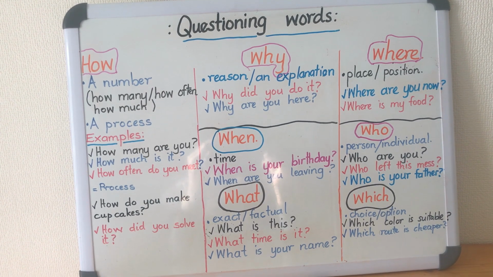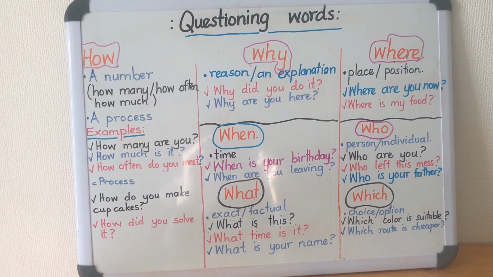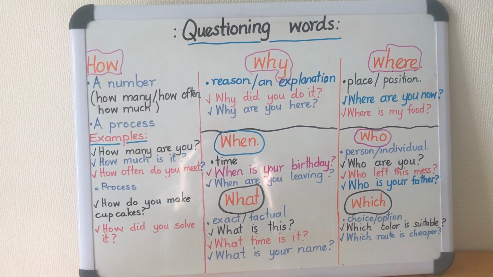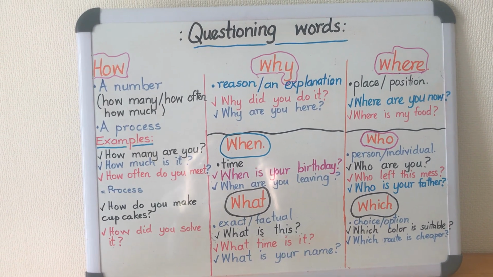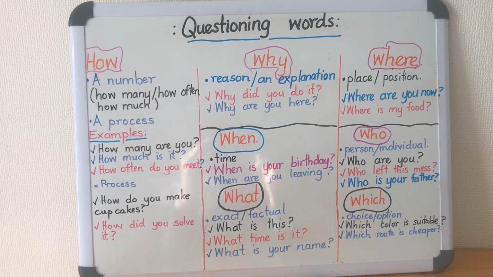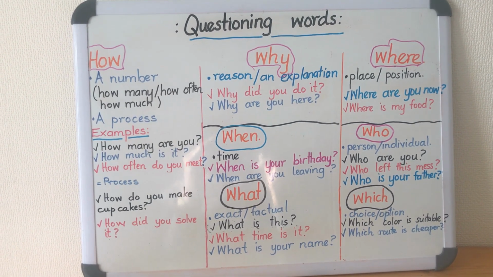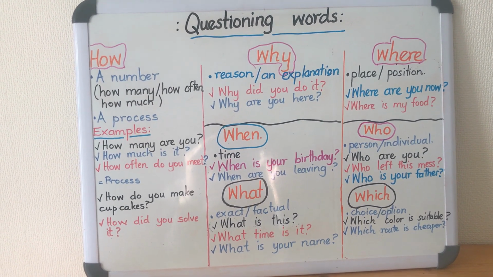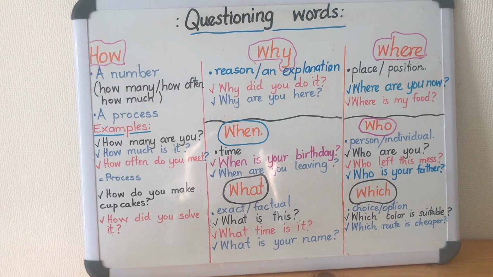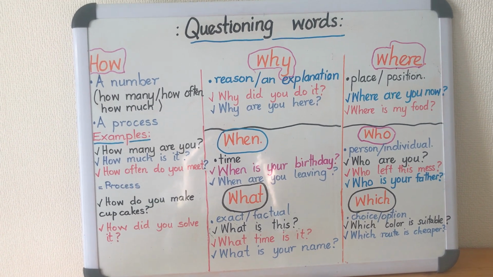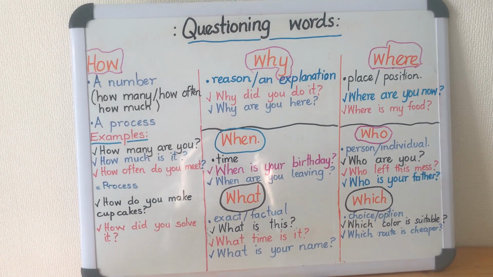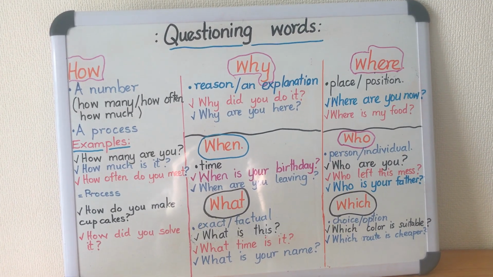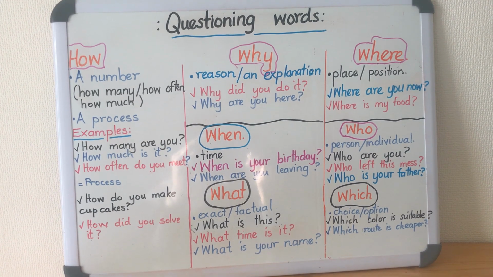When we ask questions with this questioning word, we want time. When is your birthday? You may decide to give both the date and the month, right? Or you may just decide to give the month. When is your birthday? In May. But someone would say on 14th May, right? That's more detail, but still we are talking of time.